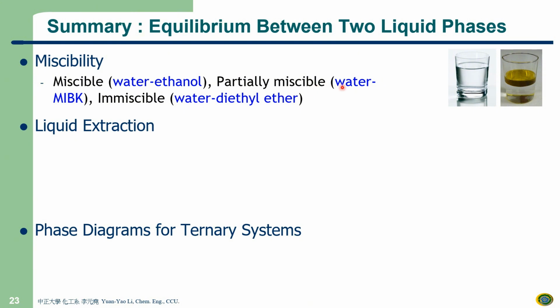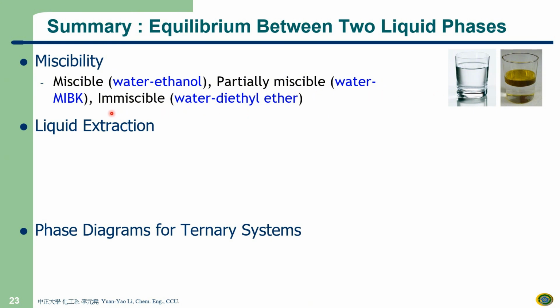There are two phases, but one phase is not a pure component; it is a combination of components. For MIBK, there are two phases. This one is the MIBK-rich phase, and water is probably only 2, 3, or 5%. The other is the water-rich phase, and the MIBK in this phase is only 3, 4, 5%, something like this. So this is what we call partially miscible.